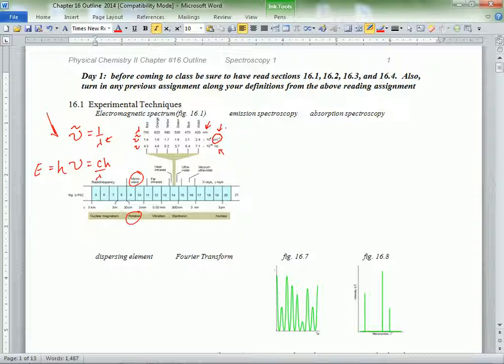Okay. Emission spectroscopy. So what was spectroscopy again, Ashley? Interaction between what and what? Bradley, light and matter. Yeah, he just took the exam, so that's all right.